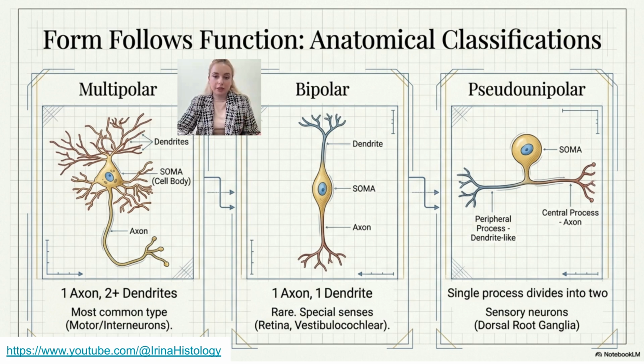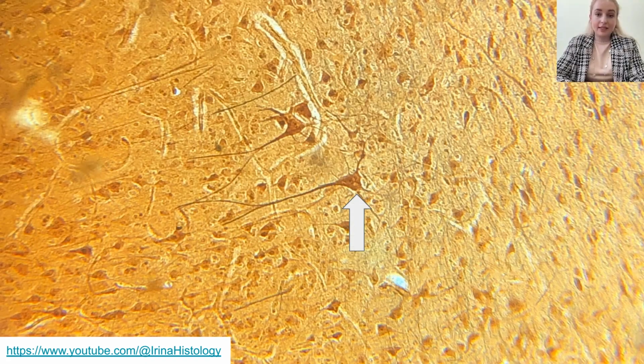And pseudounipolar neurons have one body and one trunk, one process that comes from this body, and this process will later be separated and divided into axon and dendrite, which also go in different ways. This type of neuron predominates in spinal ganglia. And we may also have unipolar neurons, but these are found only in the prenatal stage of neurulation. As I've said, multipolar neurons predominate in our CNS.